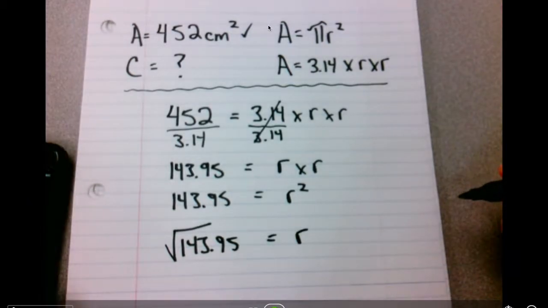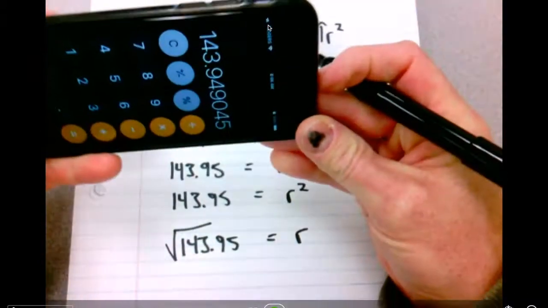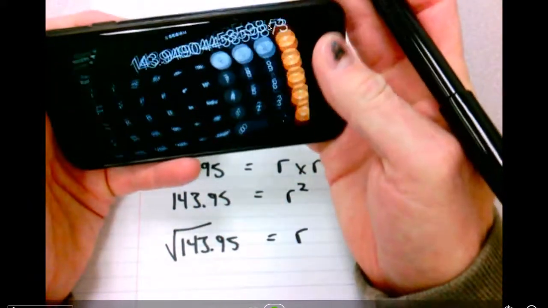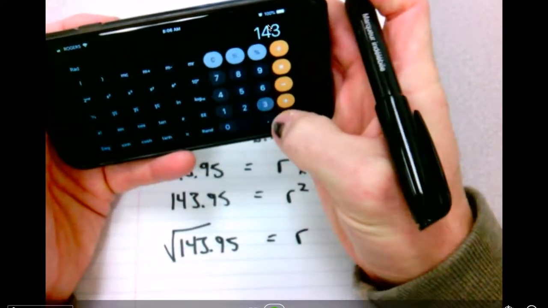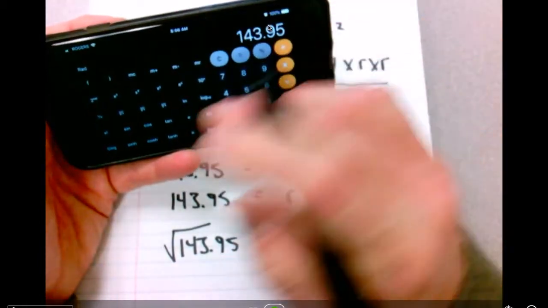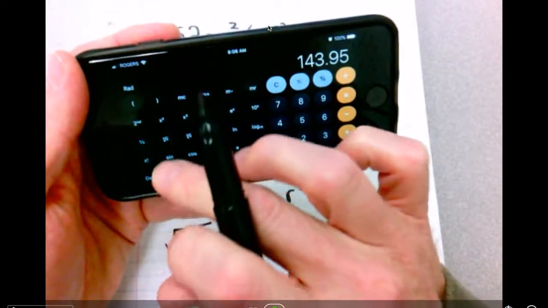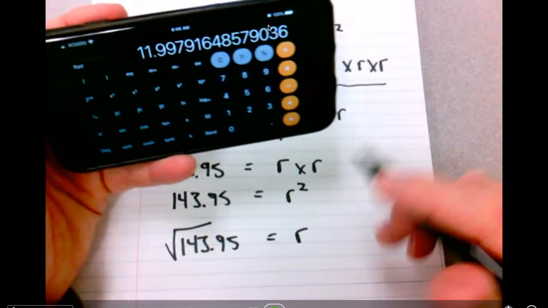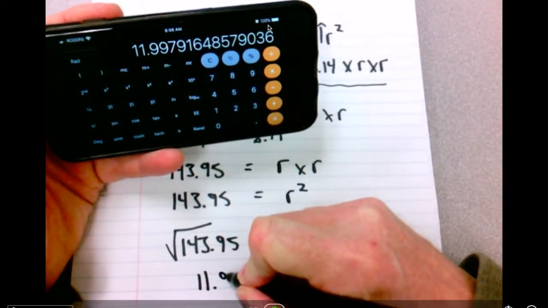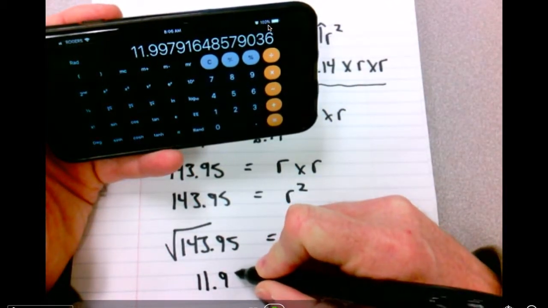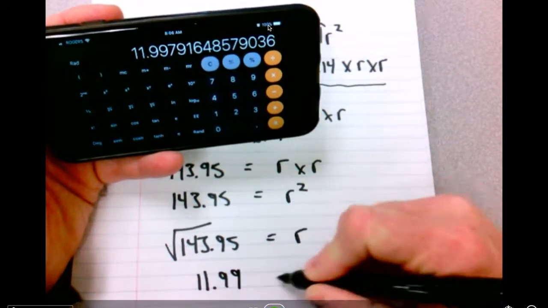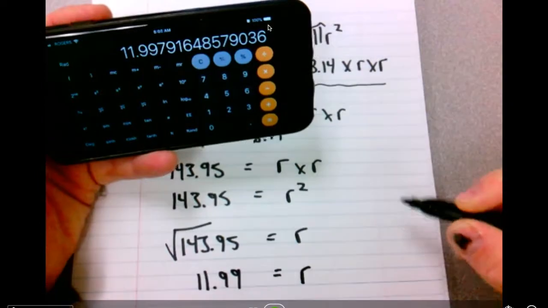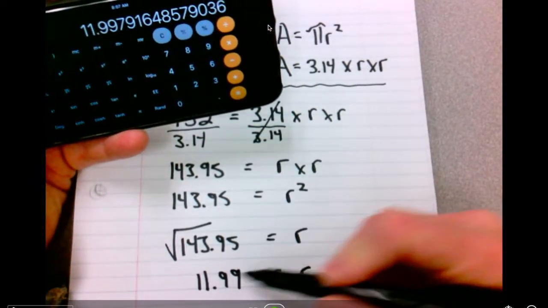So let's find the root of 143.95. So here's my big number. I'm going to tweak it because I've rounded it. And I'm going to find the square root button. And it's given me 11.99, or almost 12 basically, right? So I know the value of 1r is 11.99.